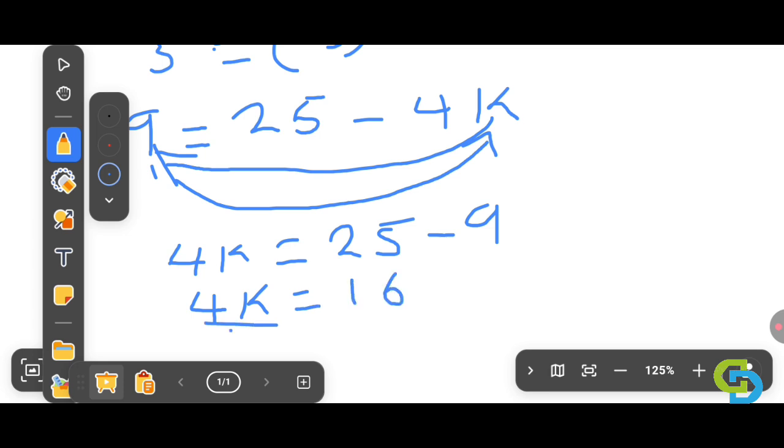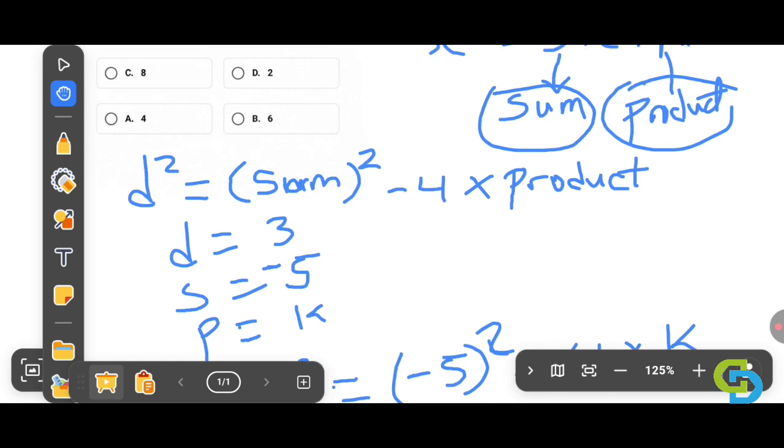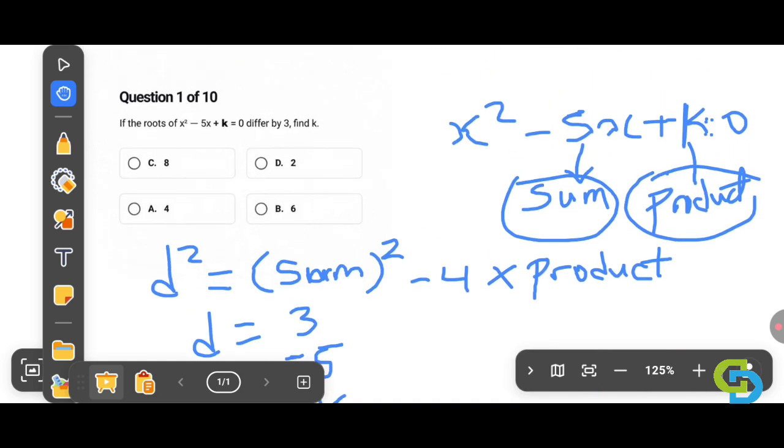Then we are going to divide it by 4. When we divide by 4, our k is equal to what? 4. So our k is equal to 4, and that's our final answer. If we check our options, we see 8, 2, 4, and 6. So k is equal to 4, and that is done.